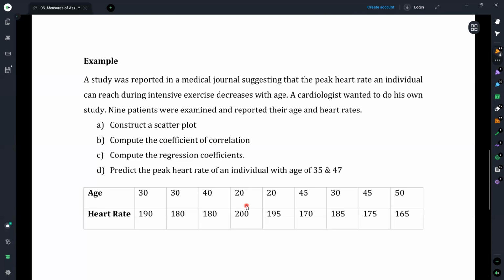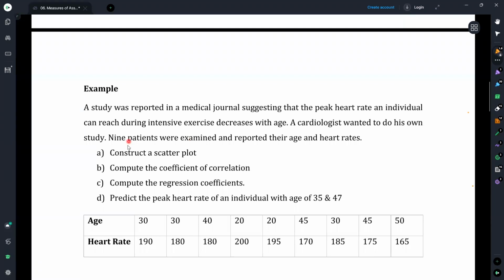What we are going to do is, as the first thing, we are asked to construct a scatter plot. Then we are asked to compute the coefficient of correlation, and we are asked to compute the regression coefficients, and thereafter we are asked to predict the peak heart rate for an individual with age of 35 and 47.